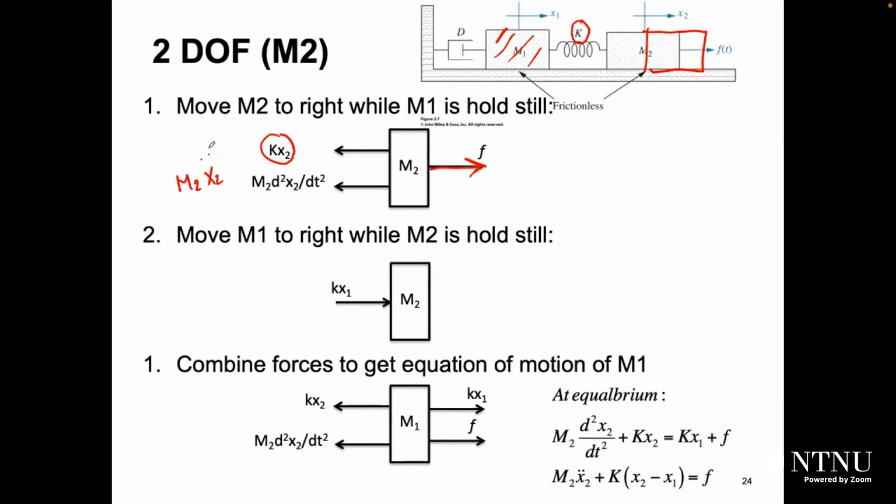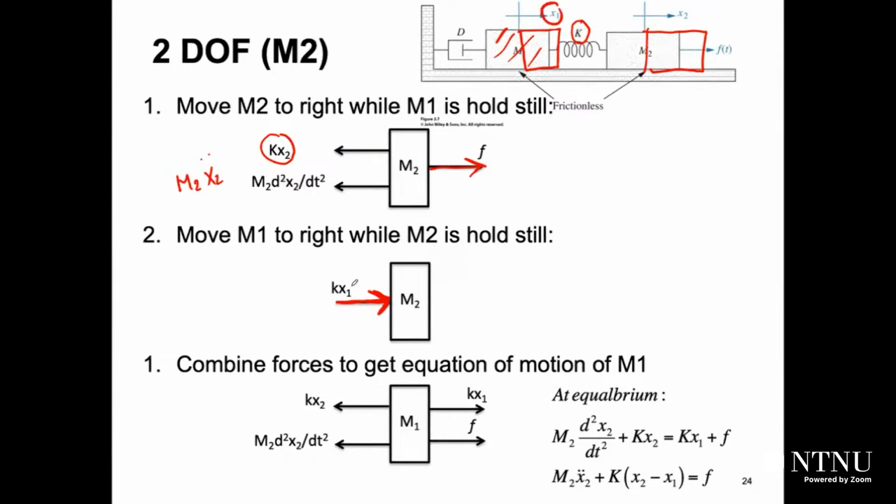So this is the first step. The second step, what will happen? We will hold M2 and we will move M1 to the right. When we do this, M1 will push the spring to the right. So in fact, it will generate a force which will push M2 to the right. This force will be proportional to the displacement of x1, so it will be kx1.